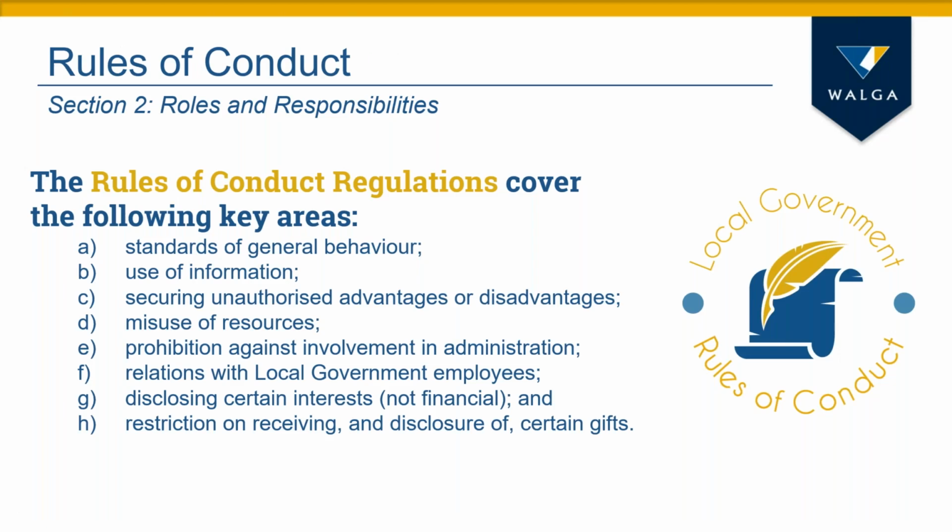As the declaration states, you're required to observe the rules of conduct regulations. It's therefore important for you to appreciate and understand the requirements of the rules, which cover the following key areas: standards of general behaviour, use of information, securing unauthorised advantages or disadvantages, misuse of resources, a prohibition against involvement in administration, relations with local government employees, disclosing certain interests not financial, and restriction on receiving and disclosure of certain gifts. Alleged breaches of the rules are reported to the Local Government Standards Panel, which can rule that penalties for a breach may occur.